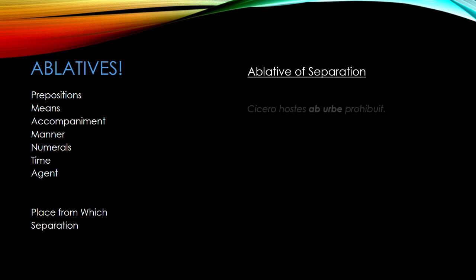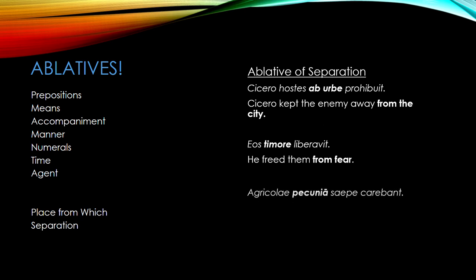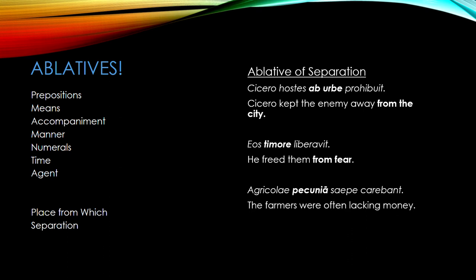In the sentence, Cicero hostes ab urbe prohibuit, Cicero kept the enemy away from the city. Ab urbe is the ablative of separation and is translated as from the city. In the sentence eos timore liberaverit, he freed them from fear. Timore is the ablative of separation with a verb of freeing and is translated as from fear. In the example agricolae pecunia saepe carebant, the farmers were often lacking money. Pecunia is the ablative of separation with a verb of lacking. There is no verb of motion in any of these examples, which sets it apart from the ablative of place from which.